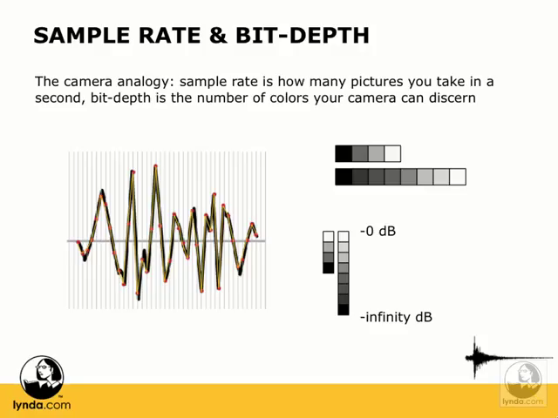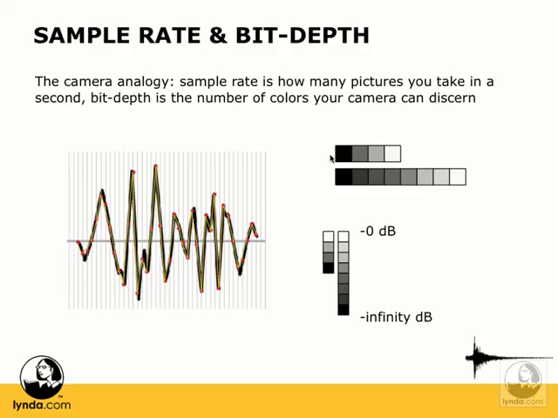An analogy I like to use for sample rate and bit depth is that of a camera. If you think about how many pictures your camera can take in a second, like a speed shot, that's the equivalent of the sample rate. It's the number of shots per second. And in terms of bit depth, it's kind of like how many colors a camera can discern.